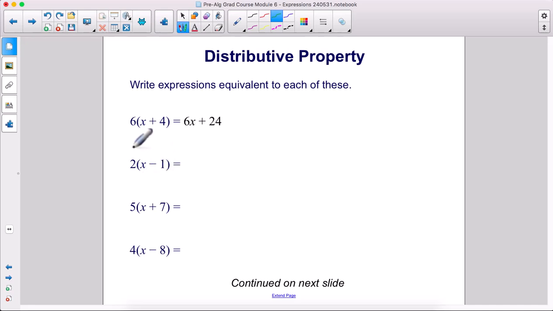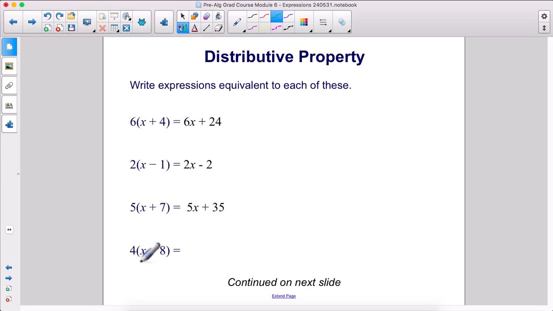2 times x minus 1. First we have 2 times x, 2x, a minus sign, then 2 times 1, 2. 5 times x plus 7 would be 5 times x, 5x, plus 5 times 7, 35. Finally, we have 4 times x minus 8. 4 times x is 4x, a minus sign, then 4 times 8 is 32. And there you go, all the answers.